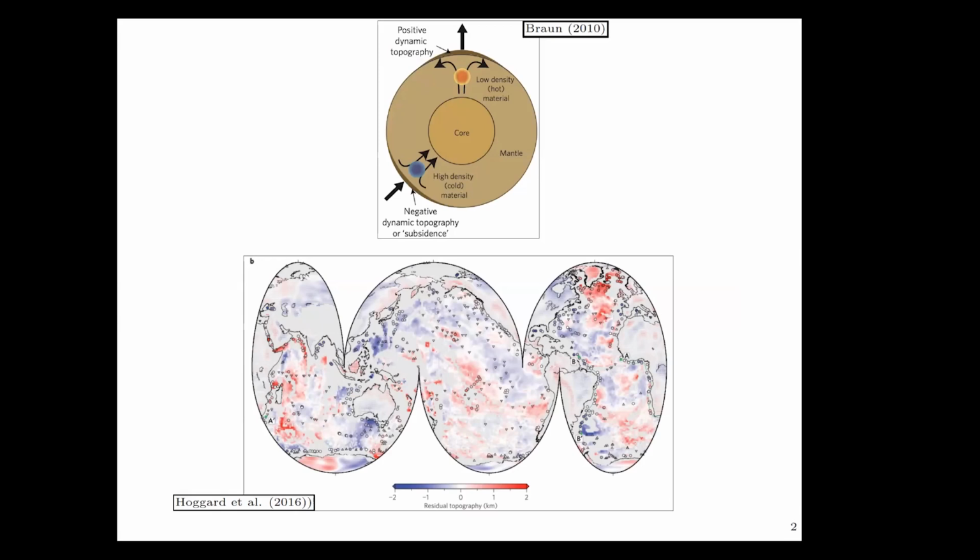But one of the ways to resolve such debates is basically to put additional constraints on dynamic topography. For example, adding a time constraint to dynamic topography. What is the evolution of dynamic topography such that it ends up at present day?